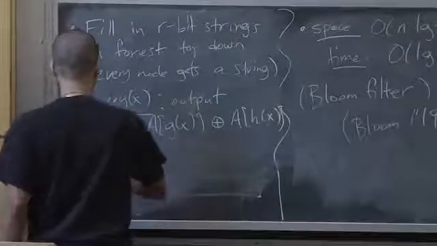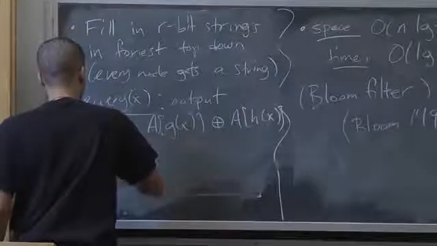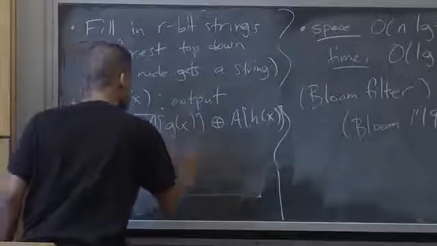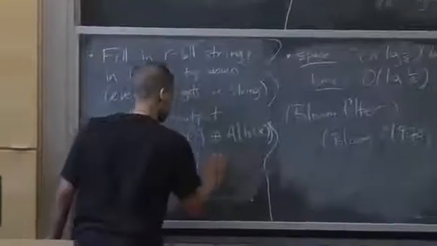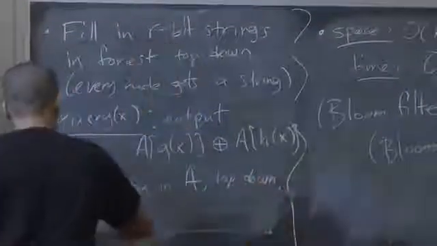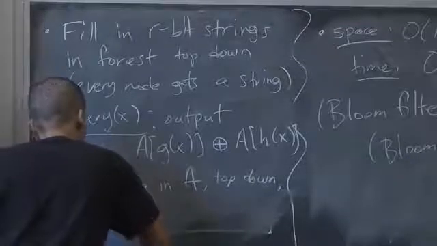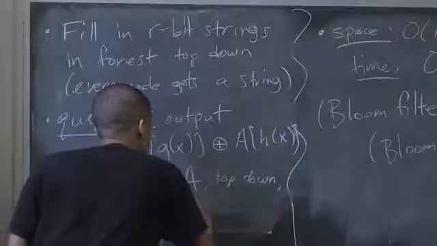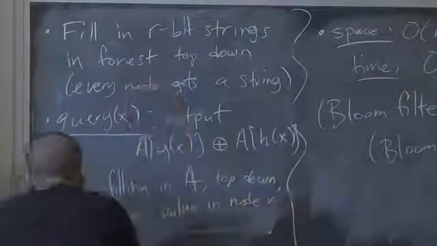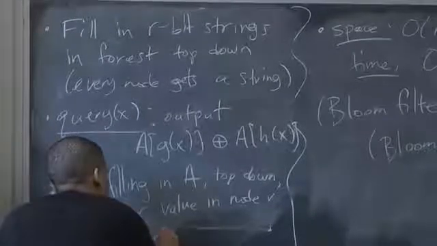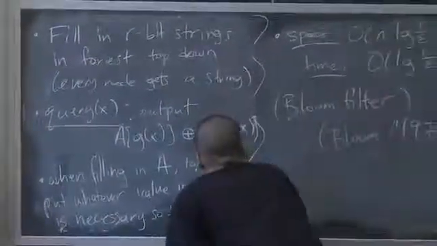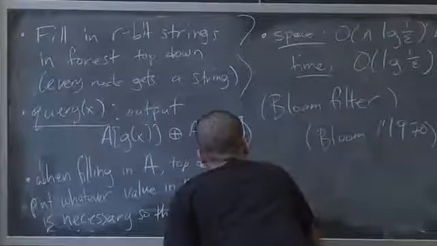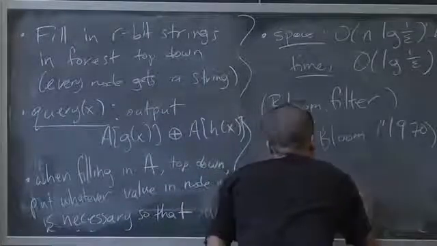And when filling in A, remember every one of these nodes is a memory cell in A. When filling in A top down, put whatever value in node V is necessary so that querying its owner is correct.